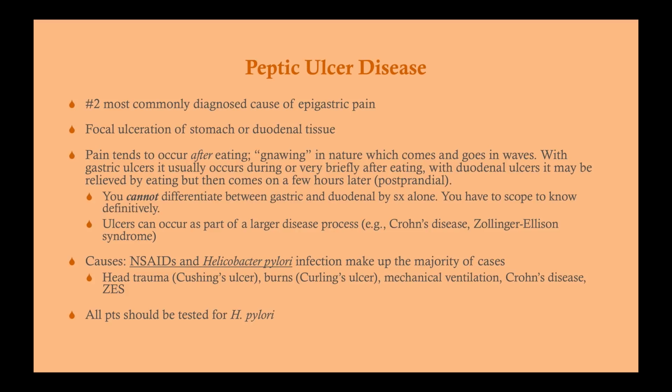Mechanical ventilation, and then as mentioned, Crohn's disease and Zollinger-Ellison syndrome. All patients should be tested for H. pylori, and typically that's going to be the first thing that we do as far as getting at the diagnosis. Even if the patient is on NSAIDs, you're not going to just drop it and say it must be NSAIDs. You do want to still test these patients for H. pylori if you have reasonable suspicion that they have an ulcer.